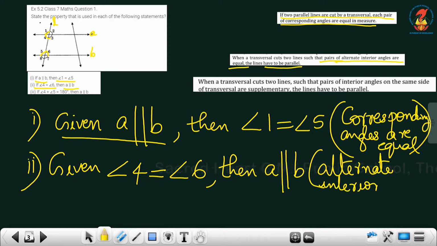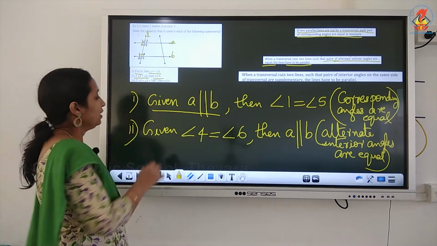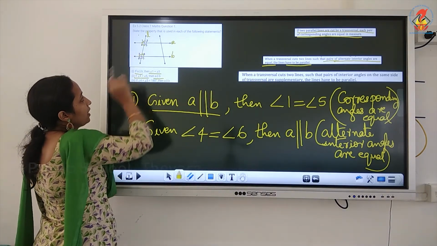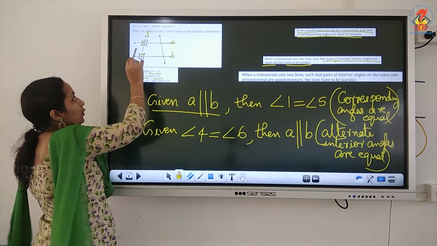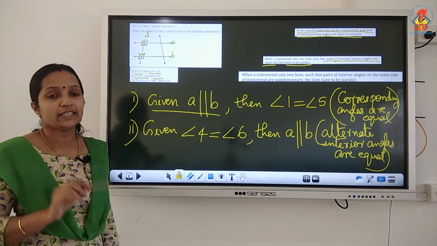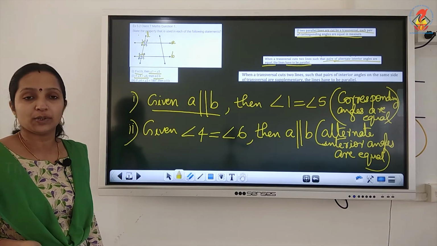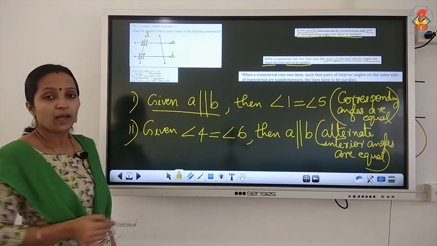Alternate interior angles are equal. I hope this is clear. So, given that angle 4 and angle 6 are equal, angle 4 and angle 6 are alternate interior angles. If they are equal, what you can say, the two lines are parallel.